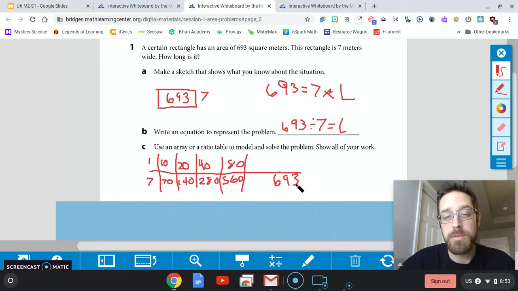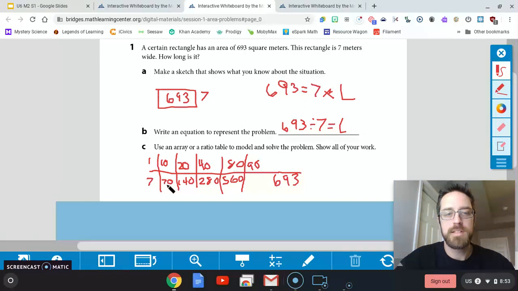And now I have to think, okay, well, if I double 80 again, I have to double this. 500 doubled is 1,000, and that's more than our answer. So doubling is not going to help me. And if I added 80 plus 20, that would be the 100 that we just talked about, which is too much. So I'm just going to add 80 plus 10, which is 90.